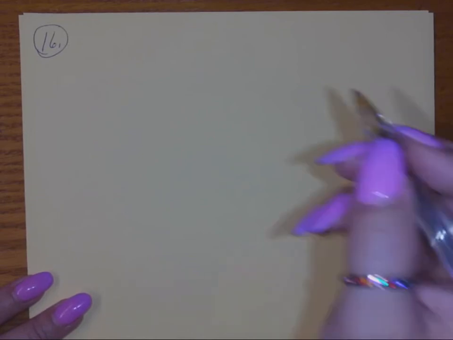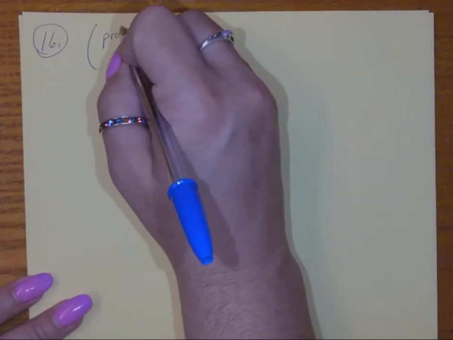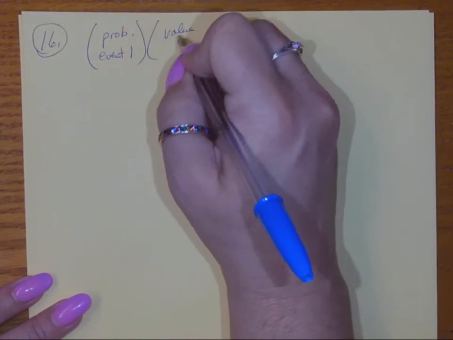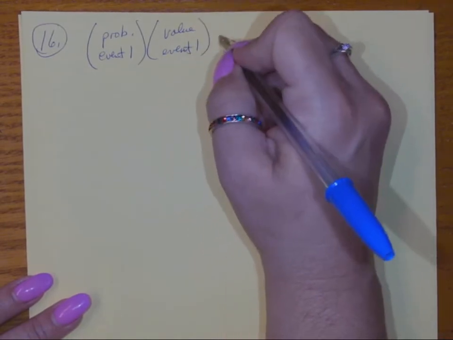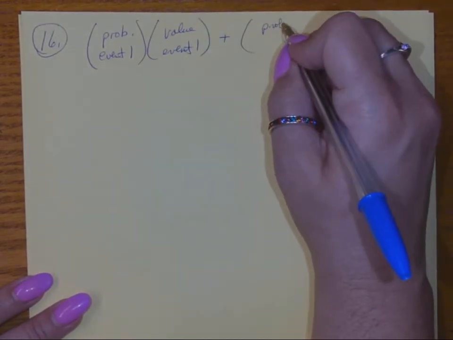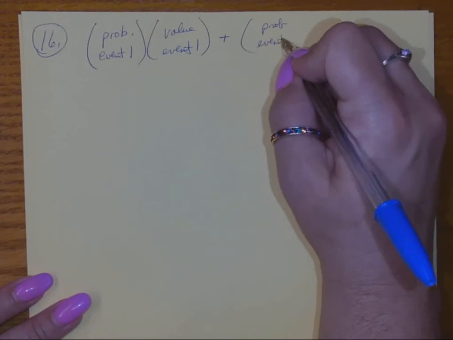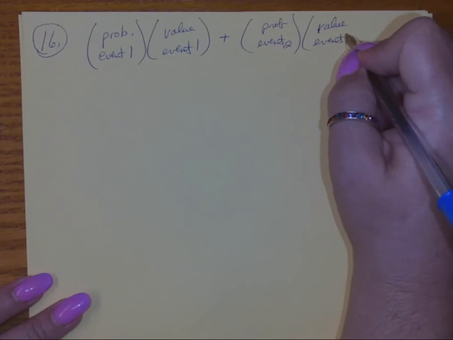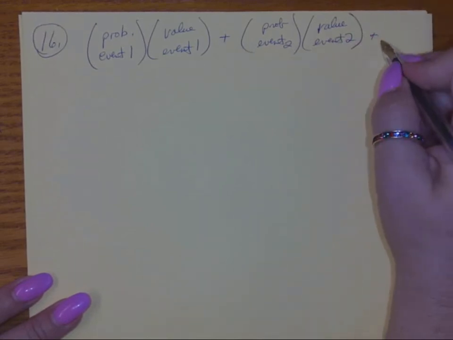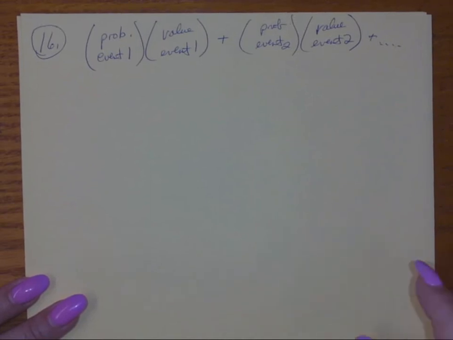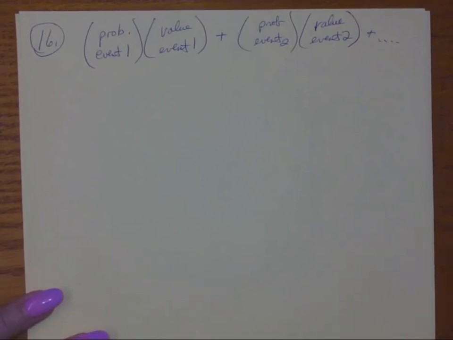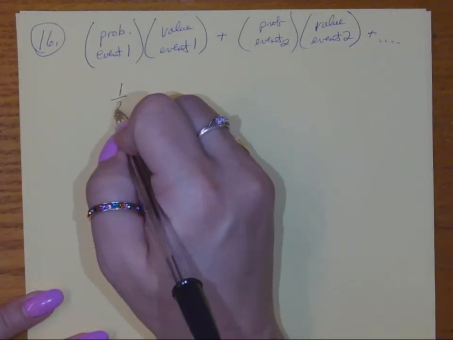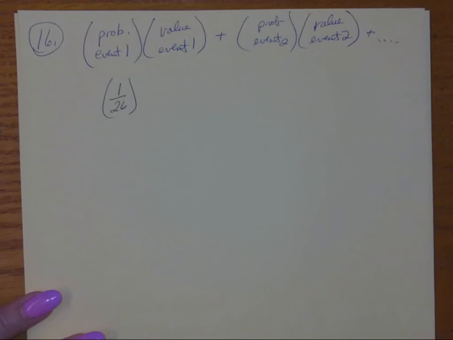Remember that expected value is always the probability of event 1 times the value for you of event 1. And you just keep on going. The probability of event 2 times the value for event 2, and so on and so forth, right? And it depends on how many different possible outcomes there were that you were looking at. So for this one, there's only 2 probabilities given. One was you have a 1 in 26 chance of winning $123.